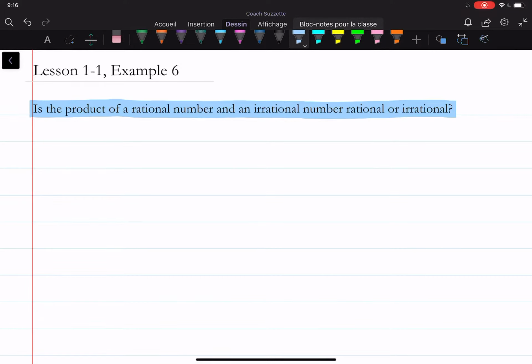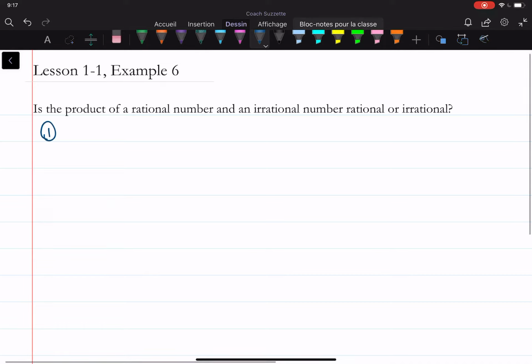Recall that a rational number is a number that can be written as a fraction, where both the numerator and denominator are integers, and of course the denominator is not equal to 0. And an irrational number cannot be written this way. So what would happen if we multiplied some rational number times some irrational number? What would we get? Well, let's consider two cases.